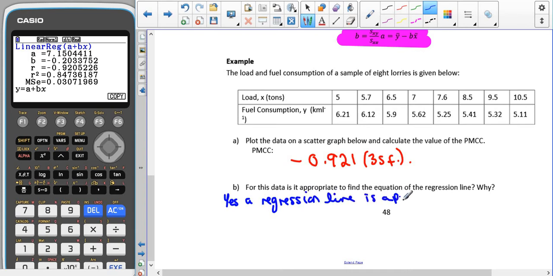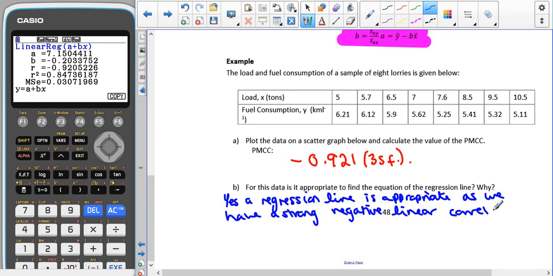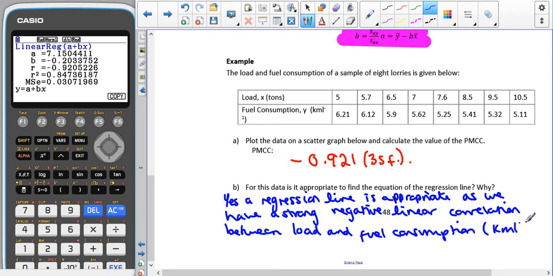A regression line is appropriate as we have a strong negative linear correlation between the load and fuel consumption, and that's meaning per kilometre, of the lorries.